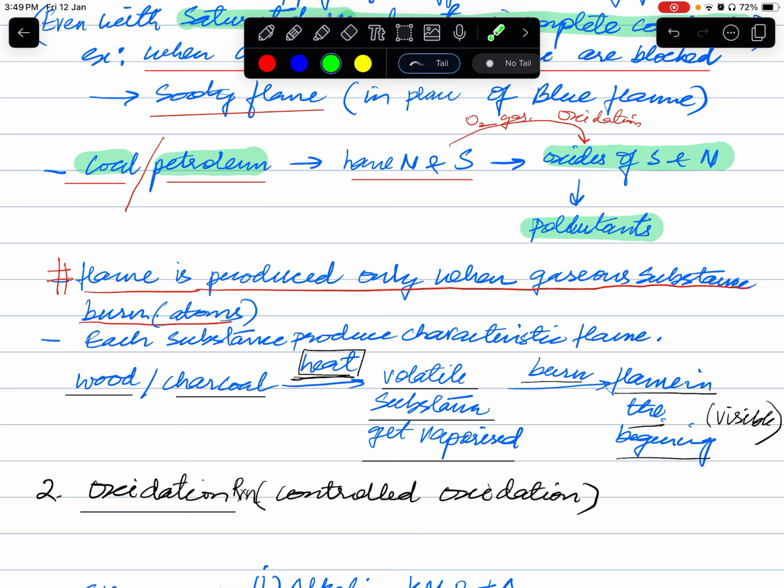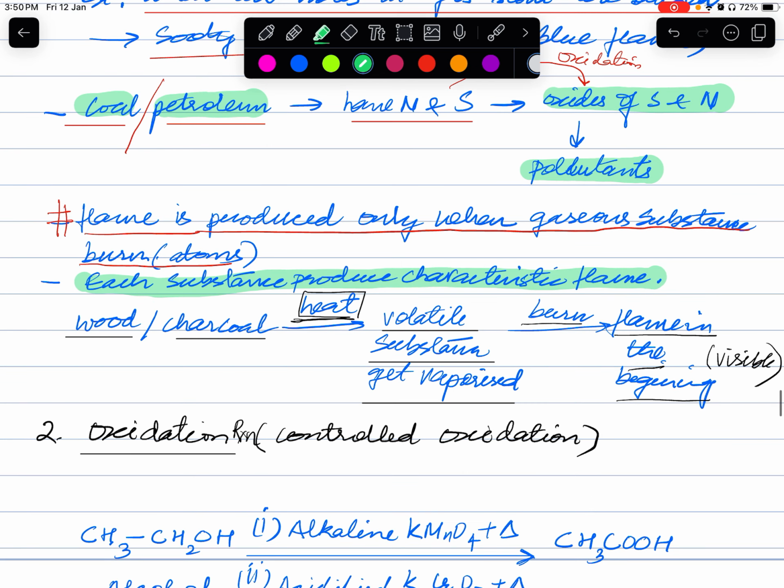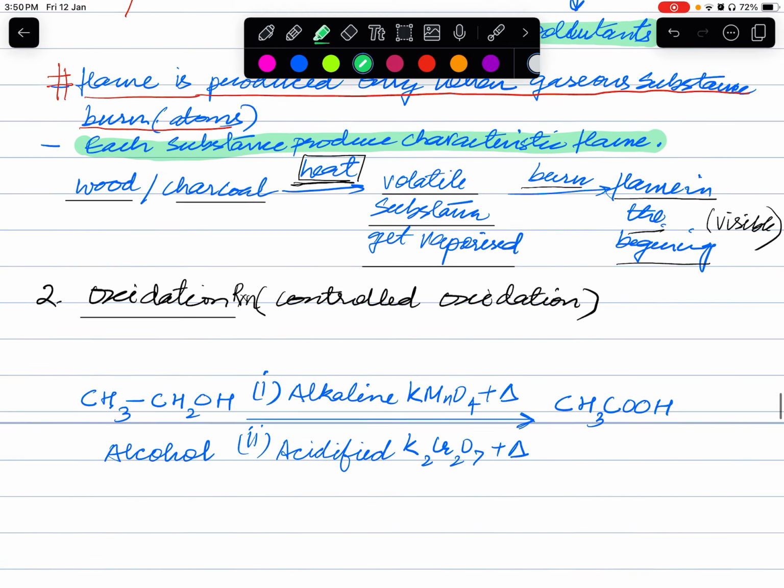One more thing: different substances have different colors of flame, like each substance produces a characteristic flame. So sometimes the color of the flame is also helpful for us in telling what type of substance we are heating.